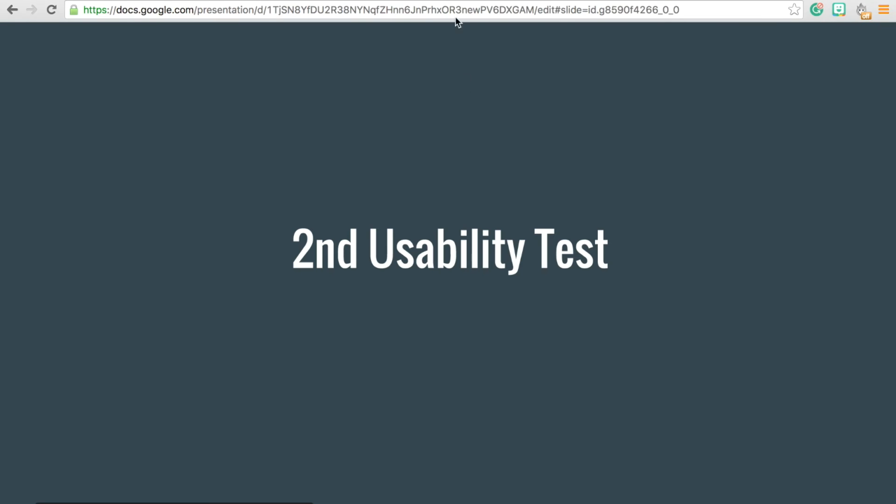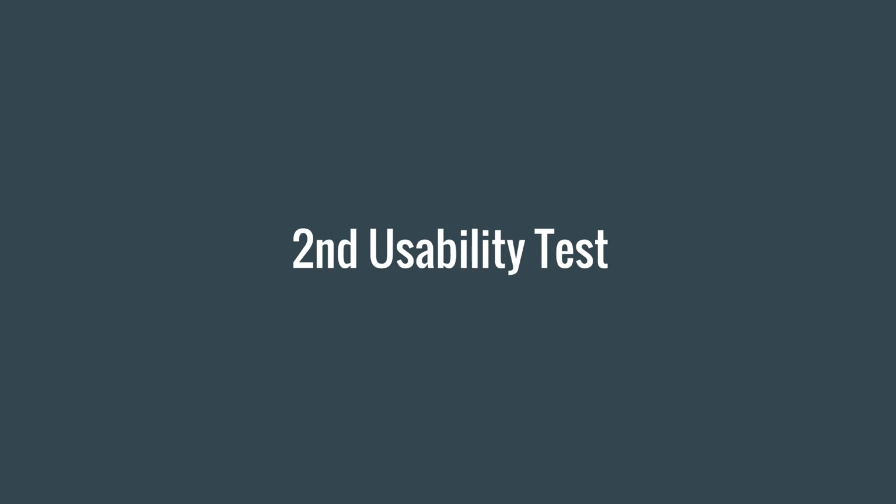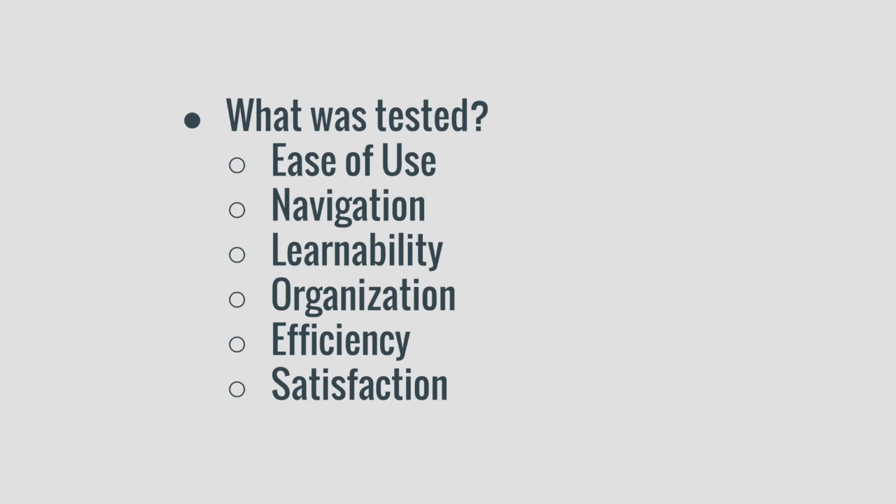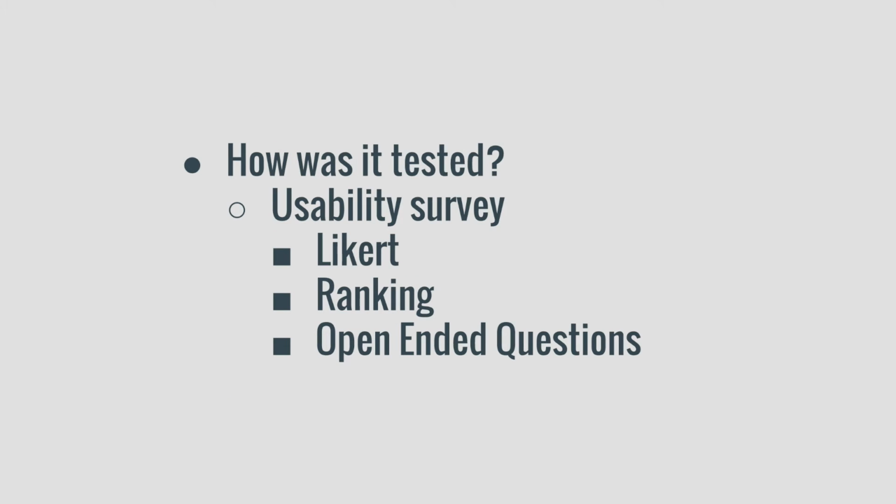Now I will discuss my second usability test, where I tested my final prototype. I conducted this usability test, and what I tested was ease of use, navigation, learnability, organization, efficiency, and satisfaction. Satisfaction was an addition I made to the survey because I wanted to see if the user enjoyed the experience overall. And just like my first usability test, I created a survey that users could take after they looked at my application. I posted the survey and link to the app on Facebook.